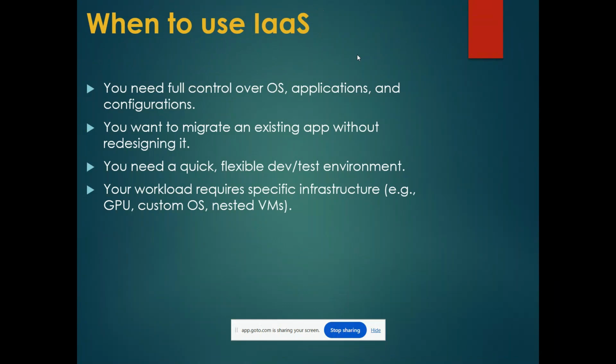We will also see when to use IaaS. When you need full control over your operating system, applications, and configurations. You want to migrate an existing app without redesigning it. You need a quick, flexible dev test environment. I'm making it very clear, so that's the reason I'm going through what is there in the PPT. Your workload requires specific infrastructure, for example GPU, custom and nested VMs.